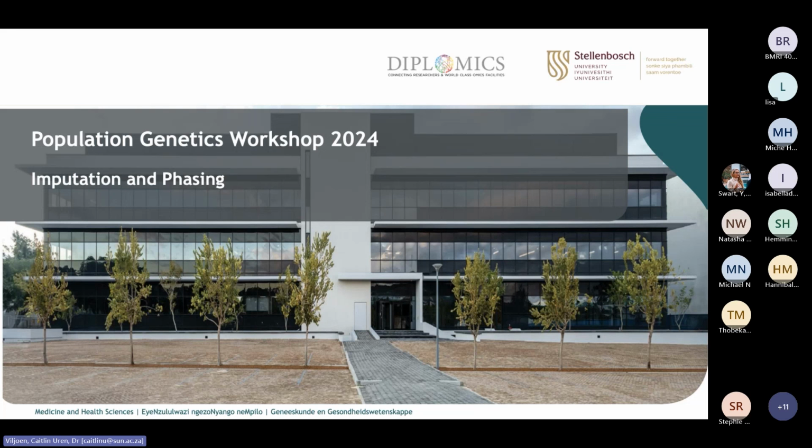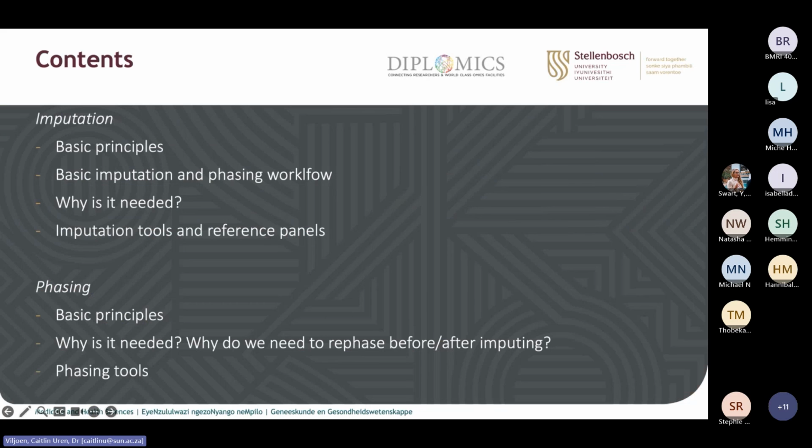Okay, so we're going to move on now to the next steps of imputation and phasing. We're going to talk about the basic principles of imputation. We're going to go through a basic workflow. We're going to talk about why imputation is needed. We're going to talk about imputation tools, common imputation tools that we use, as well as the reference panels. We're going to talk about phasing and the basic principles of phasing. Why is phasing needed? Why do we need to rephase before and after imputing? And talk about a few phasing tools as well.